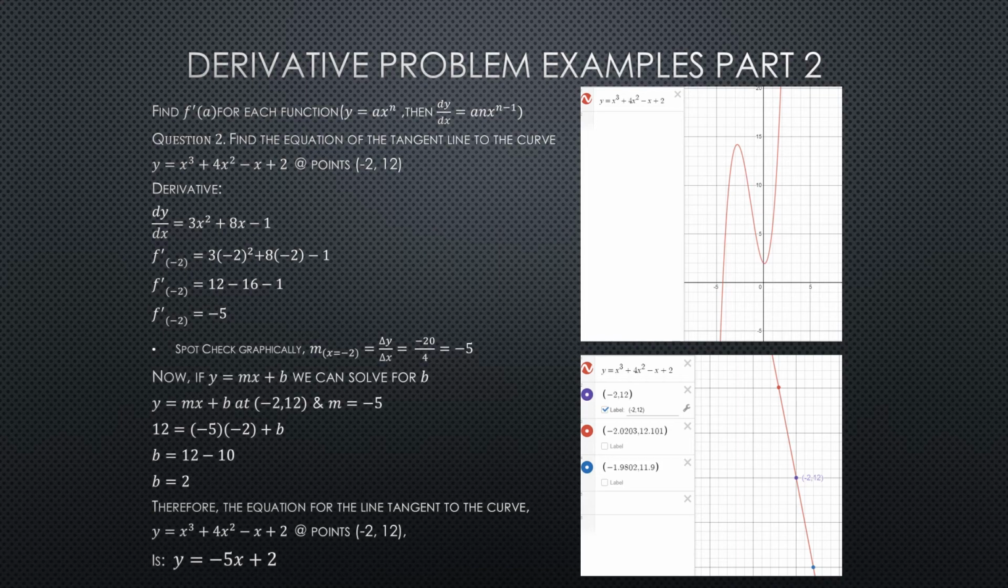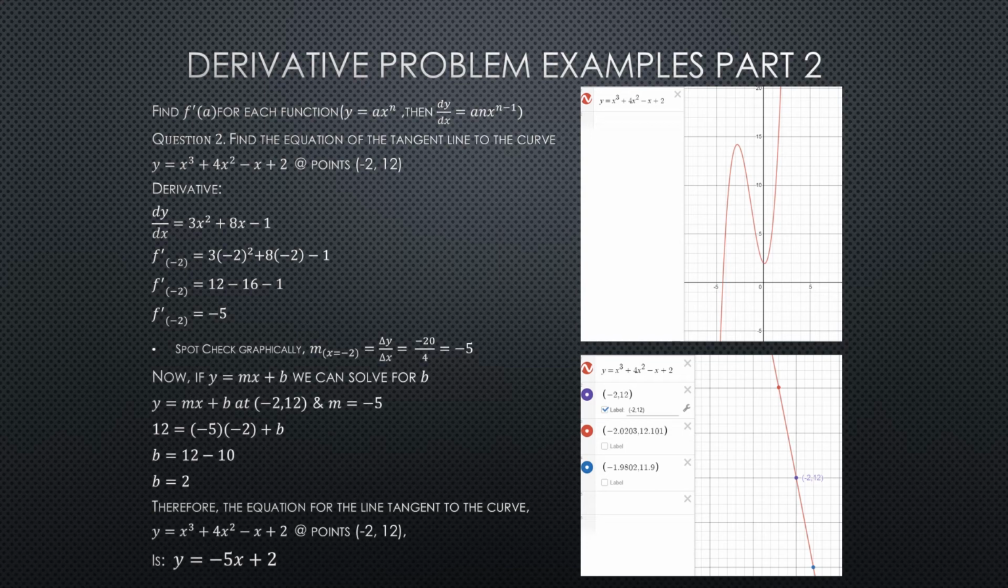And the original question asks for the equation of that tangent line. So that gives us m of the line, the slope of that line. Now we know that the line tangent at that point would be y equals mx plus b. We've got an x and a y given, and we've now got the slope. So now we can solve for b, the y-intercept of that line.